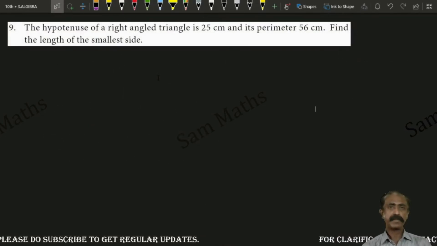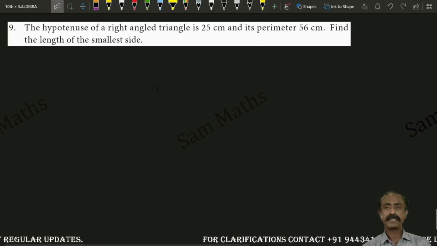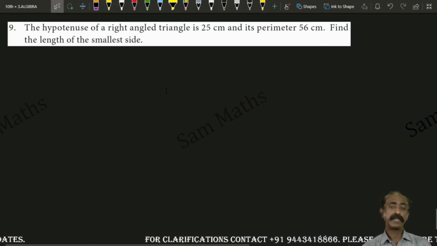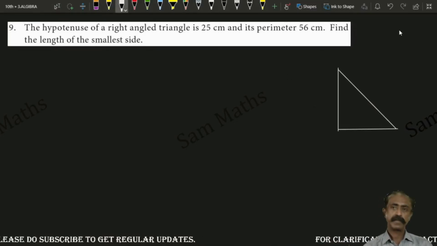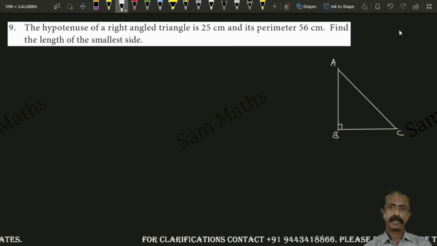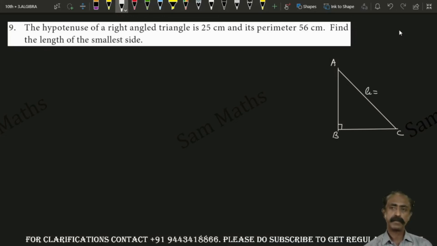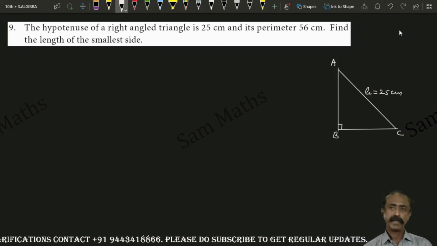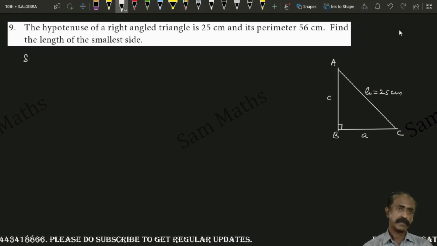Ninth question. The hypotenuse of a right angle triangle is 25 centimeters and its perimeter is 56 centimeters. Find the length of the smallest side. For this, you have to consider a right angle triangle. Here, I consider a right angle triangle ABC, right angled at B. Clear, children? So the hypotenuse is given as 25 centimeters. So b is equal to 25 centimeters. Opposite to A we take small a, opposite to C is small c. Solution.